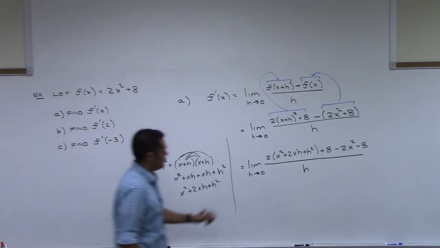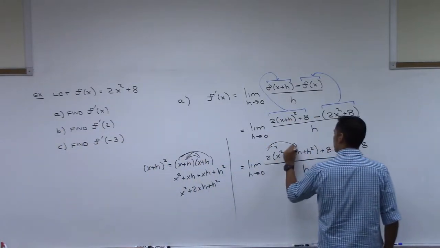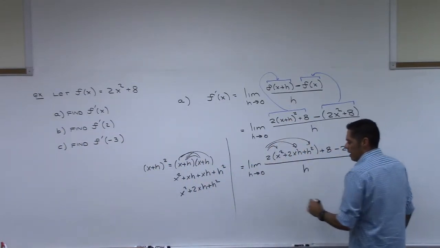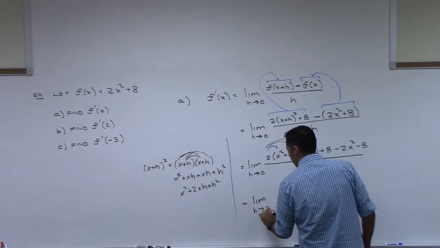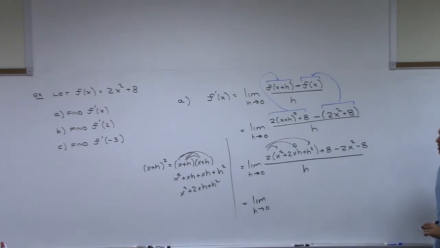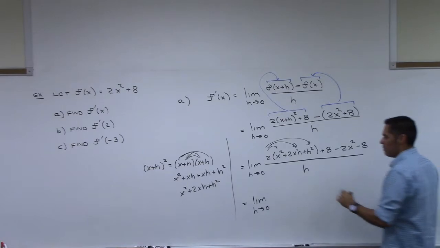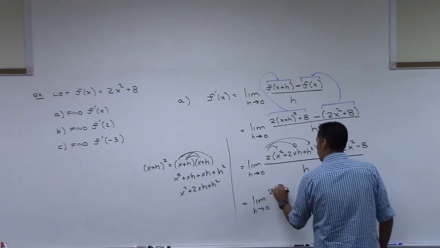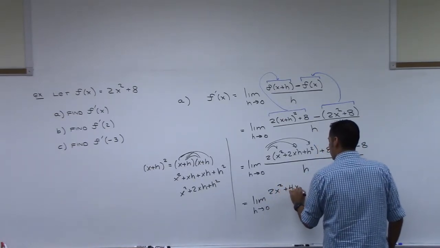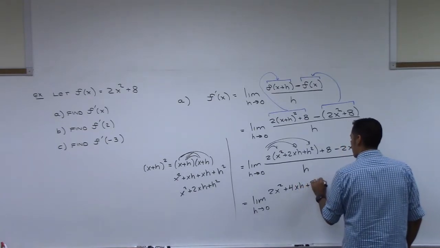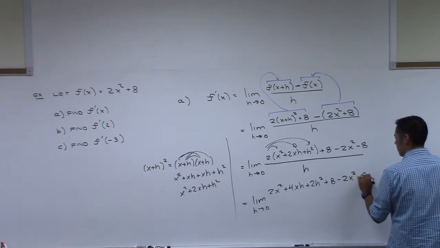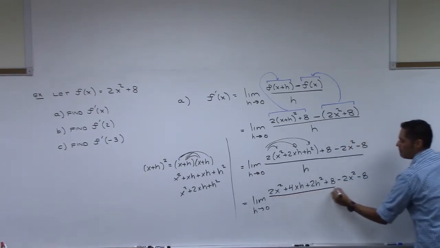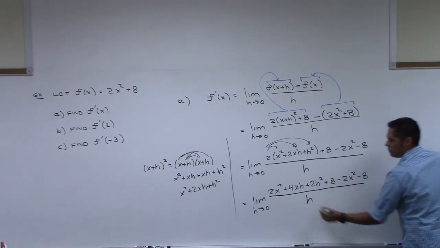Distribute the 2. Okay, so I'm going to pass this 2 through the parentheses. And I told you all a long time ago when we're dealing with difference quotient that if you do it correctly, then when you're done with everything on top, you should have an h in each term. Let's see if that happens. I get a 2x squared plus a 4xh plus a 2h squared plus an 8 minus a 2x squared minus an 8 all over h.